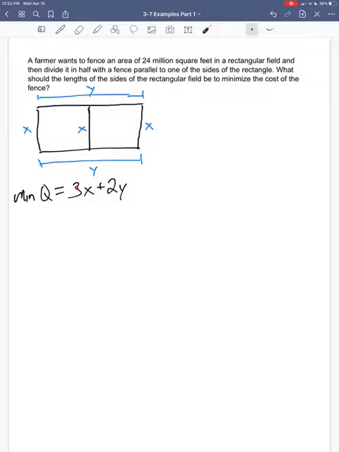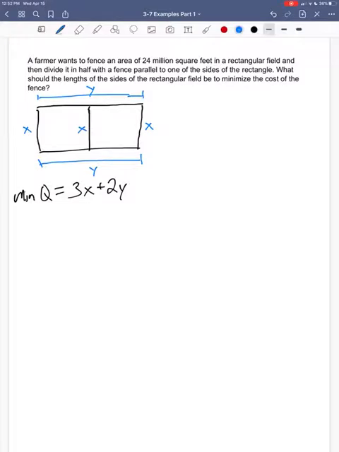To take the derivative, though, this has two variables, and that's not good. So I'm going to have to try to rewrite this function Q in terms of one variable only. That means I'm going to have to find something else that relates x and y together. And one of the things we haven't used in this problem is the fact that the area is supposed to be 24 million square feet.